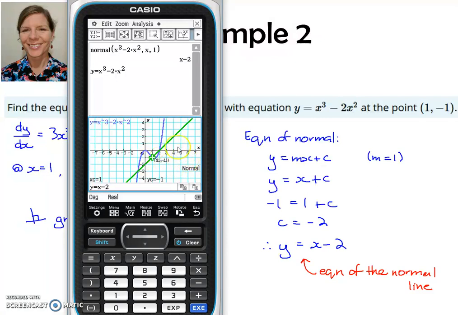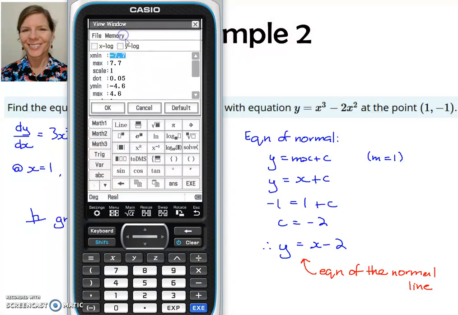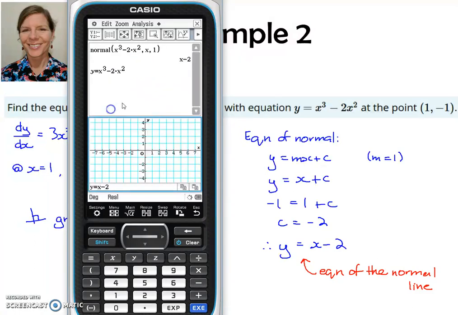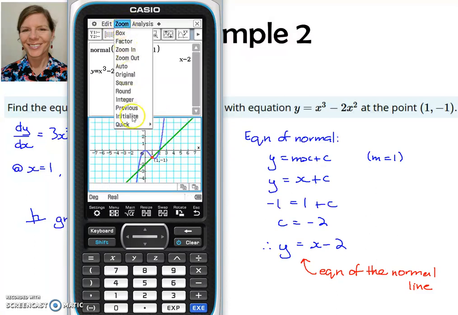Just be mindful that if your scale's a bit squiffy on here, so here it's nice and even where the horizontal units are the same as the vertical units, but if for some reason you've been playing around with it and your horizontal units are stretched out, this won't look like it's perpendicular. So just be aware of that, and remember you can always go zoom default, do it that way, or the other way is zoom initialize, which will do the same thing. And that'll bring it back to this nice even grid that you've got there, so it actually does look like it's at right angles, which is always comforting.